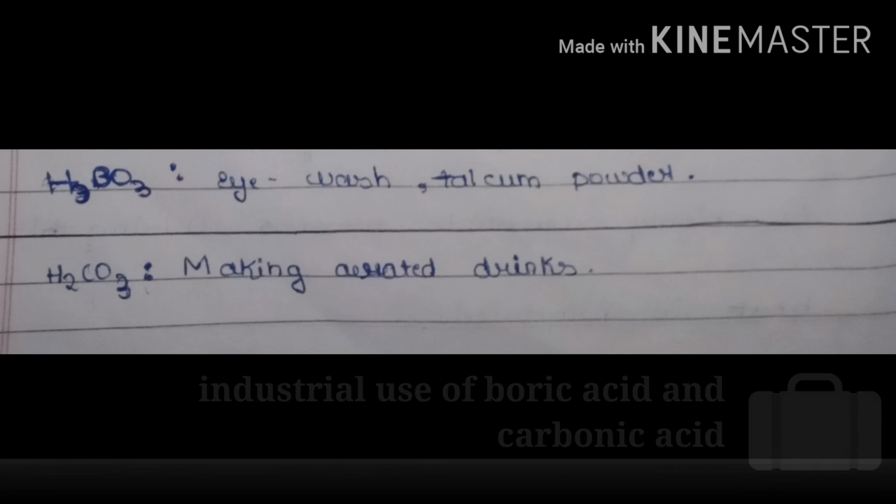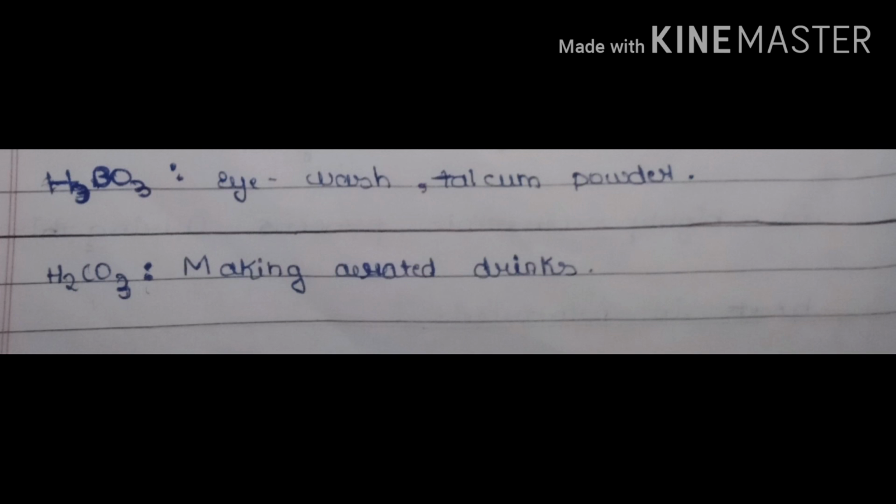Industrial use of boric acid: it is used as an eye wash and in talcum powder. Industrial use of carbonic acid: it is used in making aerated drinks.